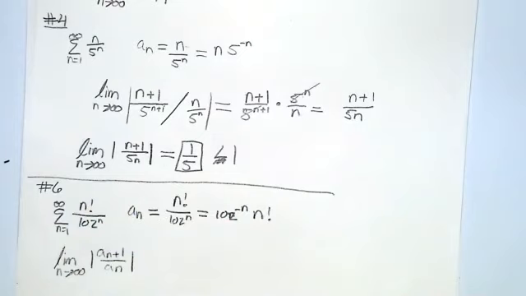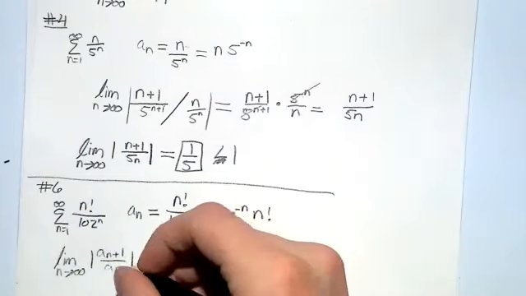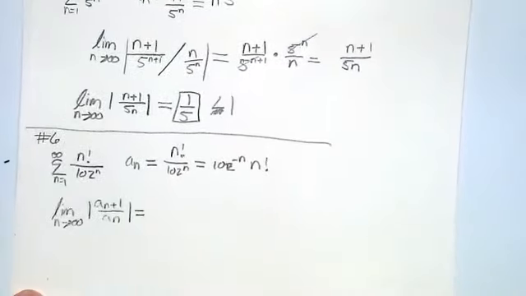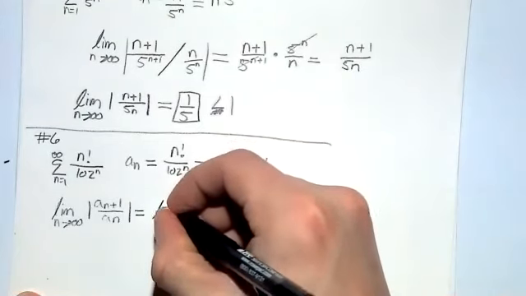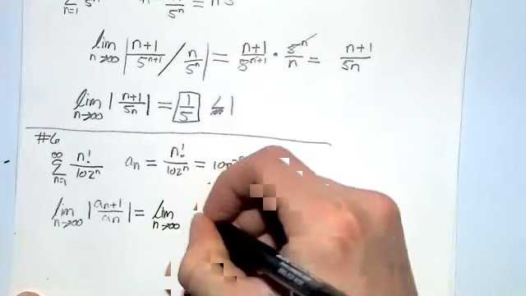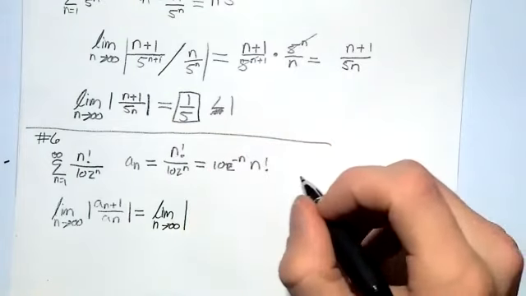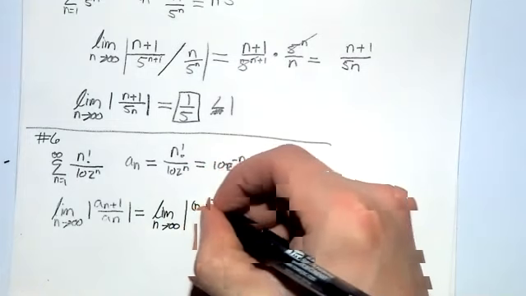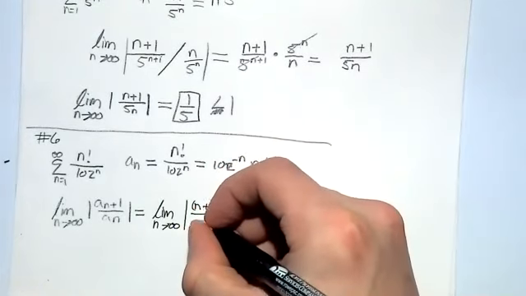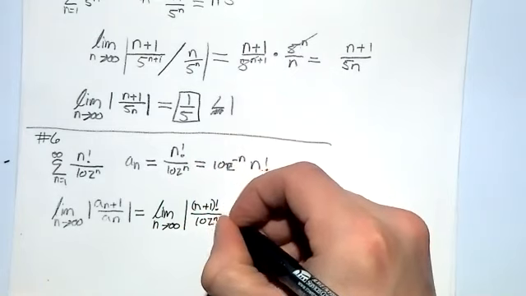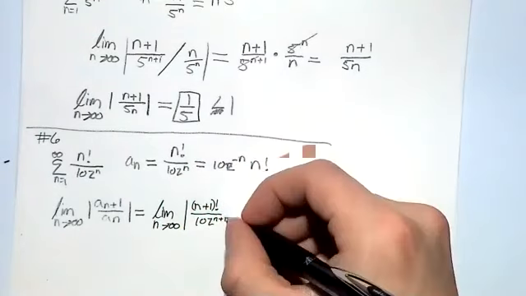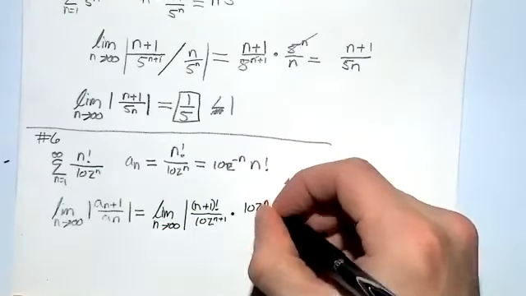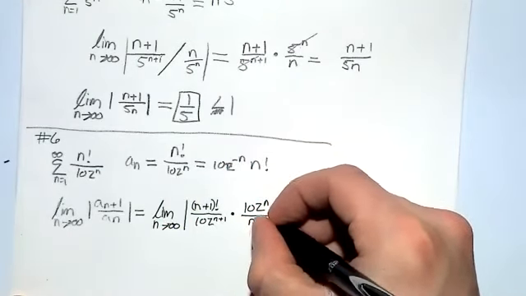And I'm switching to a pen. So this is going to equal the limit as n approaches infinity of the absolute value of a sub n plus 1. So we're going to have n plus 1 factorial divided by 102 to the n plus 1. That's all going to be times, again, our reciprocal, 102 to the n divided by n factorial.